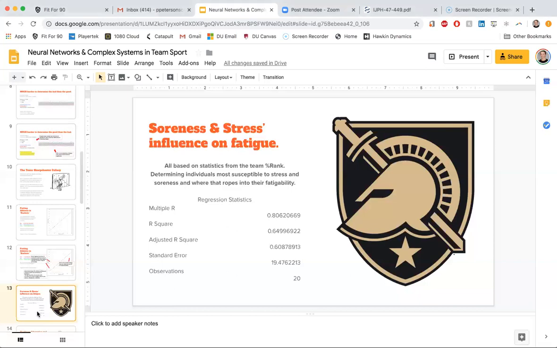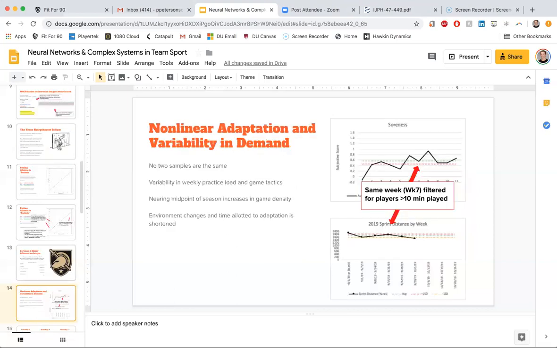So that's a hard thing to really try and calculate and put out into your neural network, into your multiple regressions. And the better you can be for it, the better off you will be in the long run. So nonlinear adaptation and variability in demand is something that you might see throughout the course of your season, right?